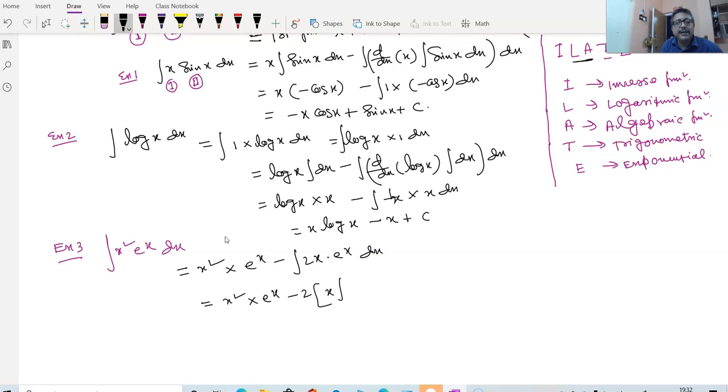So it will be x into e to the power x dx minus derivative of x is 1, e to the power x dx, whole dx. Okay. So this thing is changed to x square e to the power x minus 2x e to the power x plus 2 e to the power x plus c. Okay.